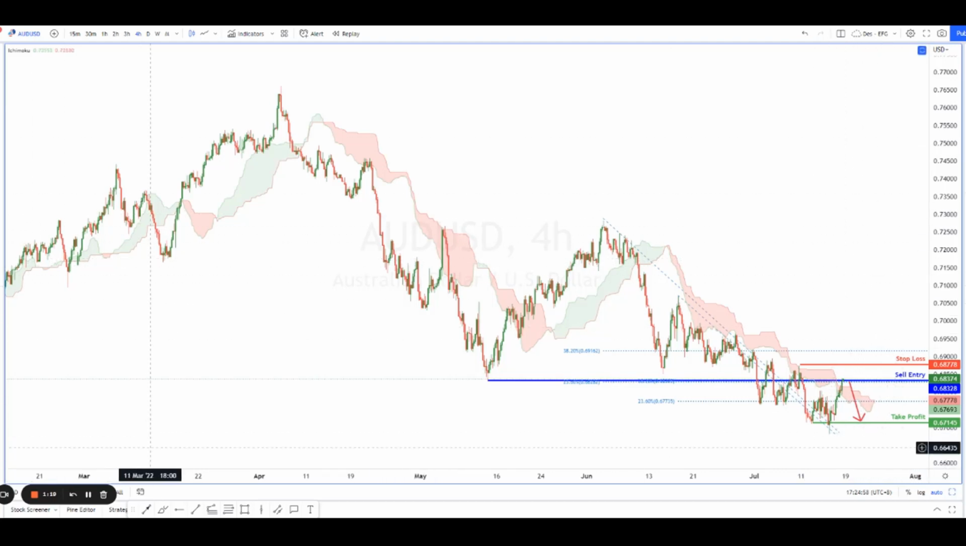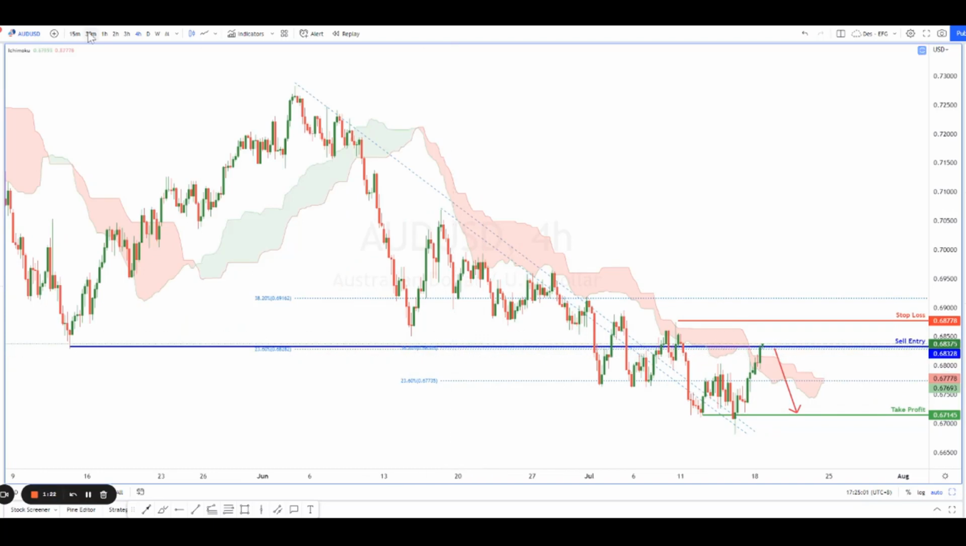Okay, that's it for me for today's setup. Really nice, simple setup, right?